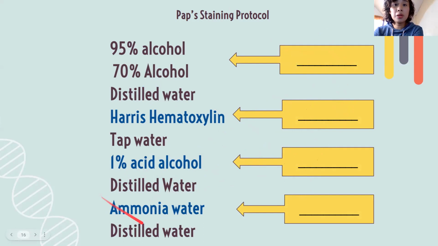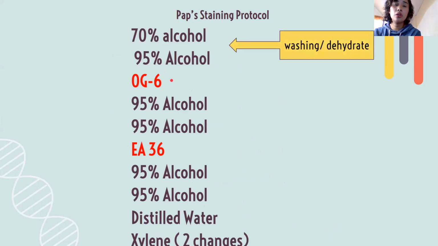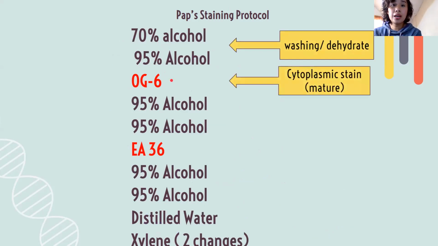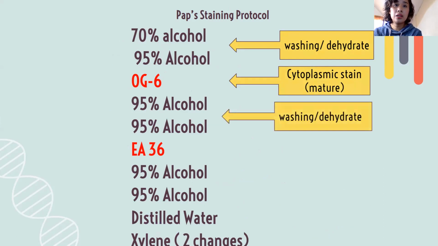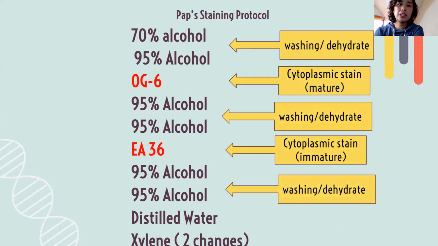Ammonia water, or kung di man ammonia water, Scott's tap water, for bluing agent for making the nuclear stain blue and permanent. So ito, next is ascending grade of alcohol naman, for dehydration. OG6, staining the cytoplasm of mature cells. 95% washing and dehydrating. Cytoplasmic stain for immature, ang EA36 or EA50. So washing and dehydration ulit. And clearing. Kailangan lagi ng clearing. And you're ready to mount and label.